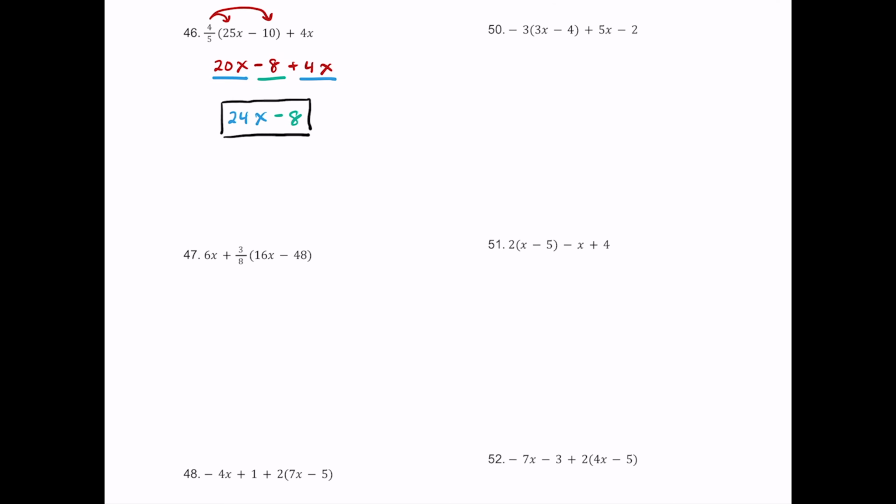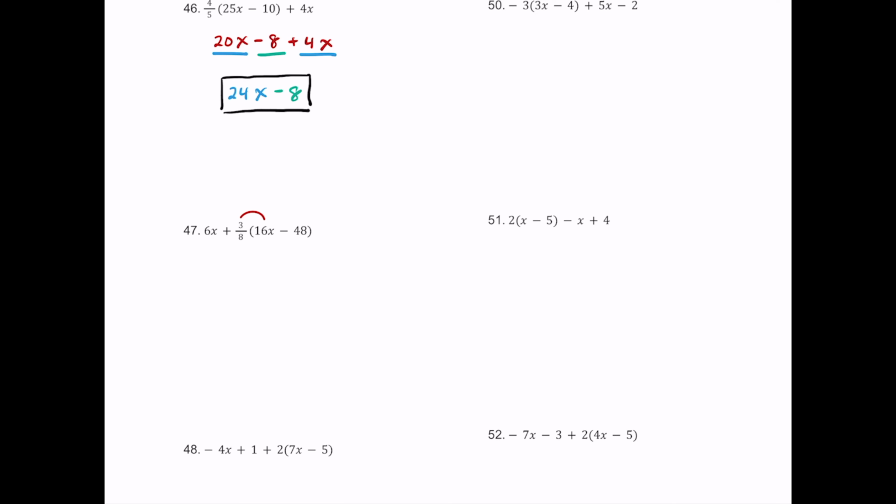Moving on down here to 47. 47 will distribute this 3/8 to this term and to this term right over here. So we're going to have this 6x at the beginning, and we have 3/8 of 16. So we'll just take 1/8 of 16, which is 2. Then 2 times 3 is going to be 6. So that's going to be plus 6x. And then we have 3/8 of 48. So what's 1/8 of 48? 1/8 of 48 is 6, and 6 times 3 is going to be 18. So it's going to be a minus an 18. So 6x plus 6x, that'll get us a total of 12x. And then we have this minus 18. That's not like anything else, so we can go ahead and write our expression as 12x minus 18.